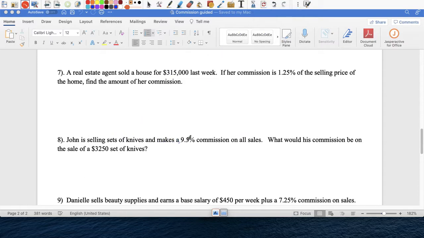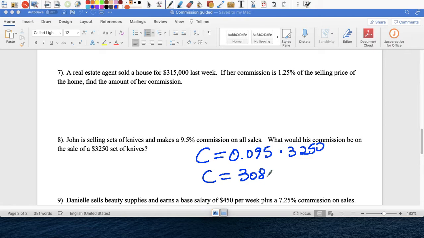Selling a set of 9s, he makes 9.5% commission on all sales. What would his commission be on the sale of $3,250? Again, very straightforward. Commission is 0.095. His sales were 3,250. So how much of that does the company give him? 0.095 times 3,250 is $308.75. That's his commission.